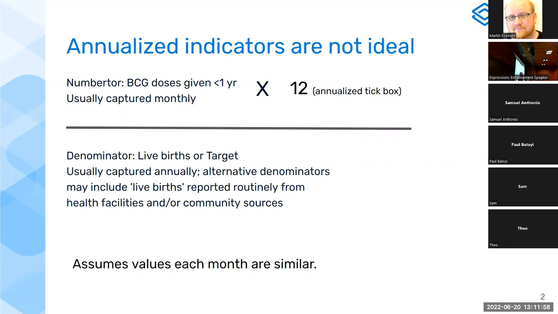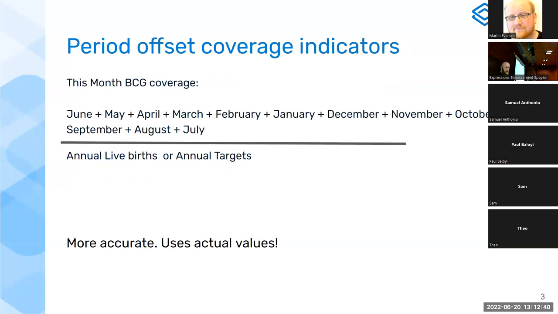Essentially what we're doing is assuming that all the months have similar values. Every month you expect the same number of BCG doses given, and that would be the assumption to make that value slightly more accurate. But that's not a safe assumption. Many countries have lots of seasonality. You even see seasonality in birth rates, seasonality in vaccination campaigns. If all the months do have the same values, then maybe this is an appropriate way. But virtually that's very rare, or at least not common enough to just times the numerator by 12 as the default option. So what do we do?